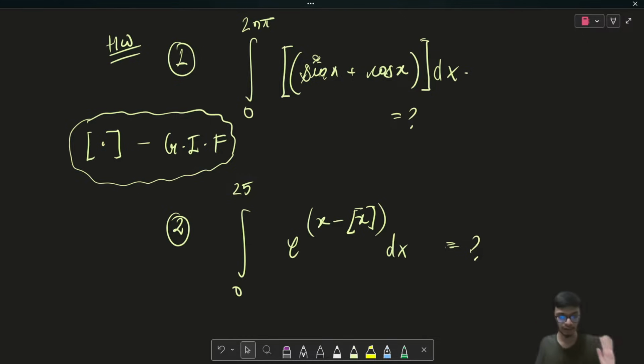I hope this session helped you a lot in understanding the basics of the definite integral properties. Once we are done with the basic understanding of the definite integral properties, we are definitely going to start solving a lot of questions. So stay tuned for the question session. We're going to take up a question solving session very soon on our channel itself.